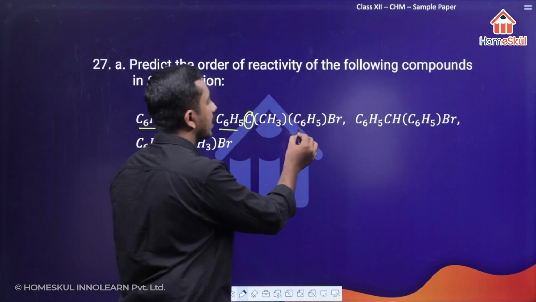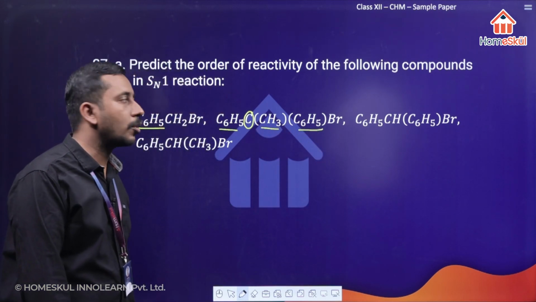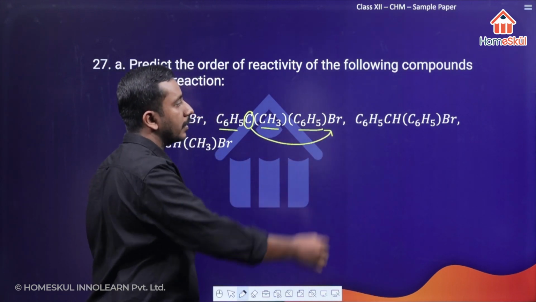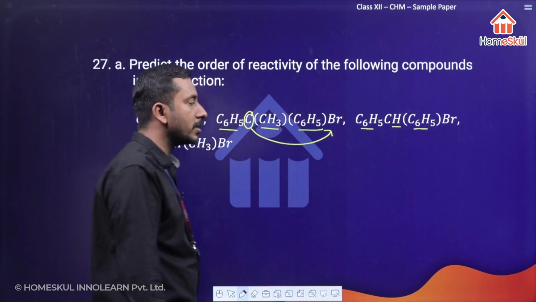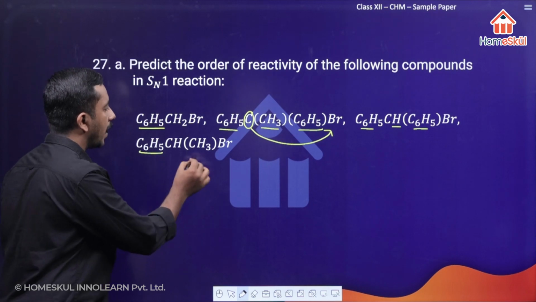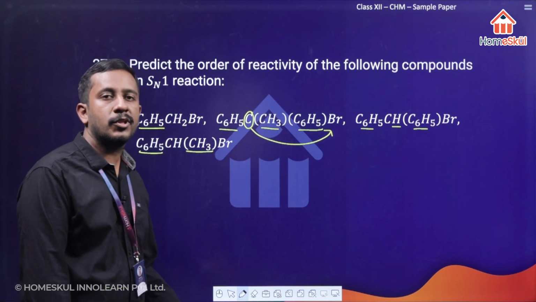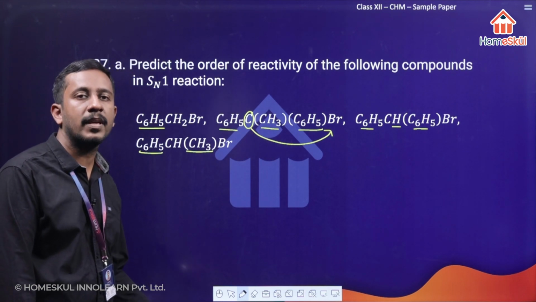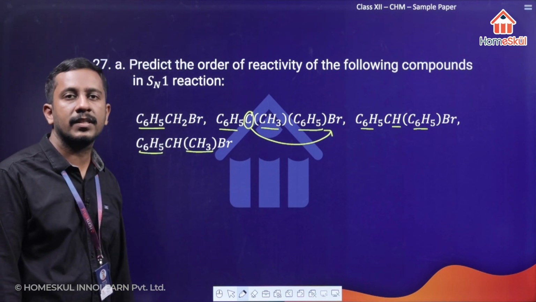We have 2 C6H5 groups and 1 methyl group as substituents on the carbon to which the halogen bromine is attached. Now look at the third compound, we have 1 hydrogen and 2 phenyl groups as substituents. And in the last compound, there is 1 C6H5 group and 1 methyl group present as the substituents. So the more substituted the compound, the more stabilized the carbocation will be, and that will be more inclined towards the SN1 mechanism.